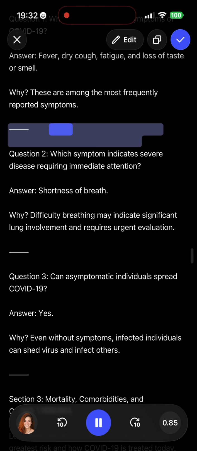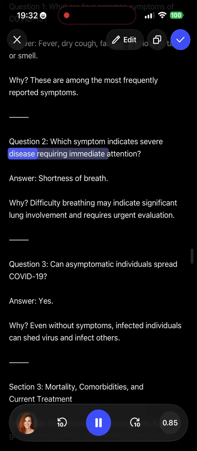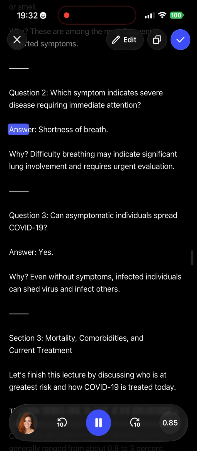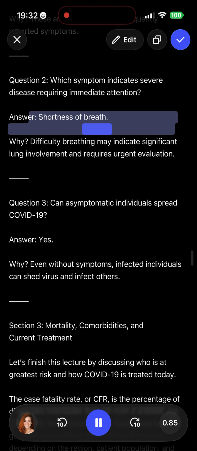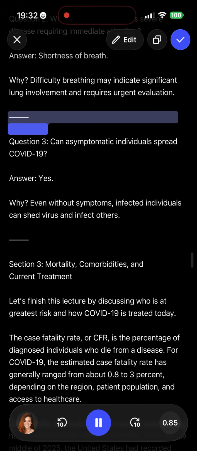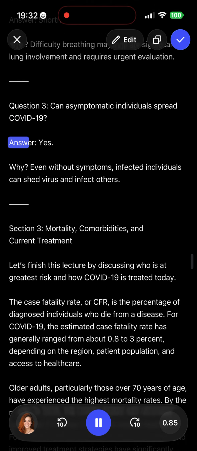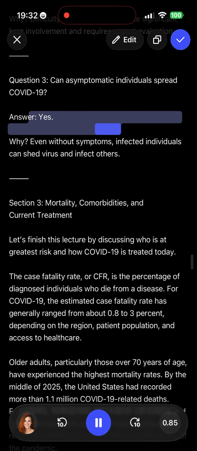Question 2. Which symptom indicates severe disease requiring immediate attention? Answer: shortness of breath. Why? Difficulty breathing may indicate significant lung involvement and requires urgent evaluation. Question 3. Can asymptomatic individuals spread COVID-19? Answer: yes. Why? Even without symptoms, infected individuals can shed virus and infect others.